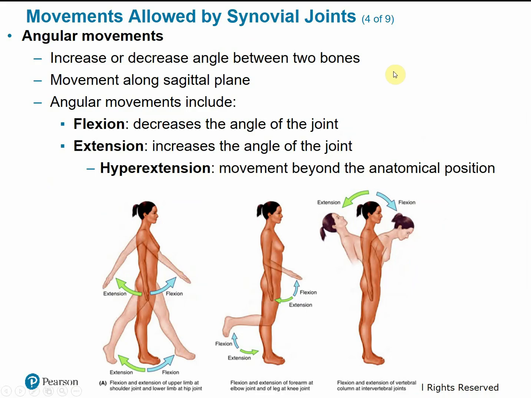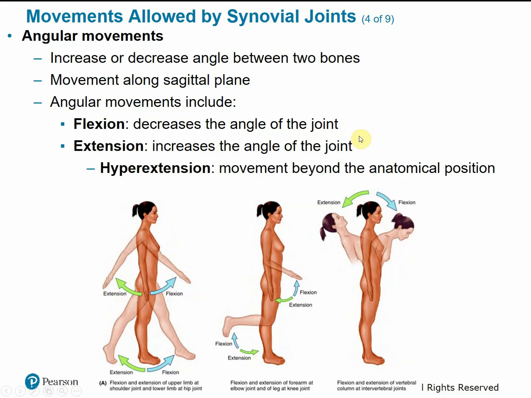Angular movements are going to either increase or decrease the angle between 2 bones, between that origin and insertion. These generally have movement along a sagittal plane. These angular movements include flexion, which decreases the angle of the joint. Extension is going to increase the angle of the joint. And hyperextension goes beyond the normal anatomical position.